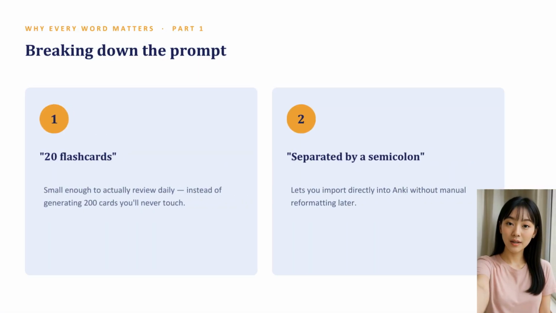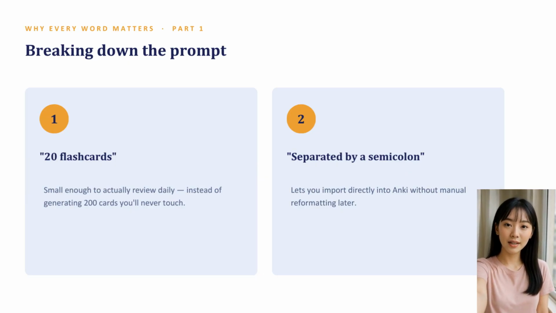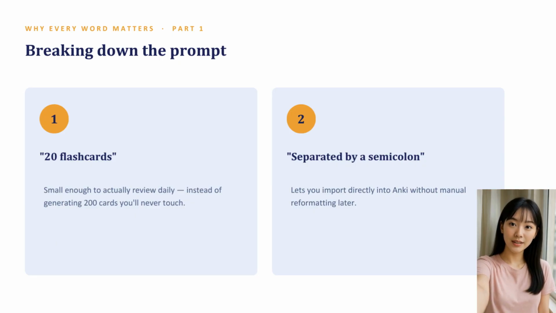First, why 20 cards specifically? 20 is a number small enough that you'll actually review it every single day, instead of generating 200 cards that sit untouched in an app you eventually stop opening. If you need more coverage for a bigger unit, you generate a second batch of 20 later. You don't try to swallow the whole semester in one deck.